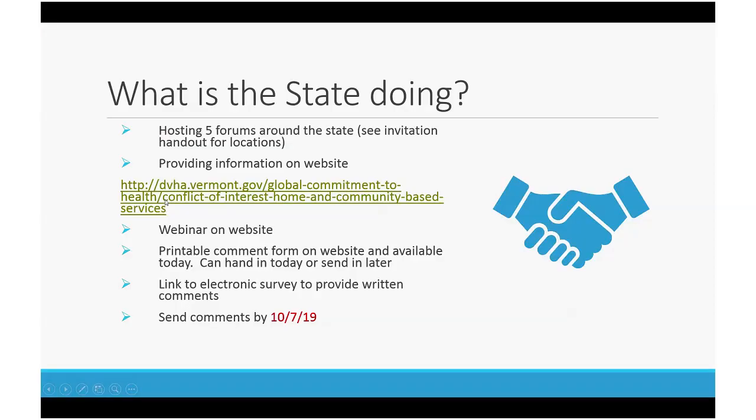So, what is the state doing now to get stakeholder input? We are hosting 5 forums around the state. If you look below, there's a website link at the Department of Vermont Health Access, and on that site there's an invitation for the 5 forums, so you can see where they are around the state. There's lots of other information on that same website.